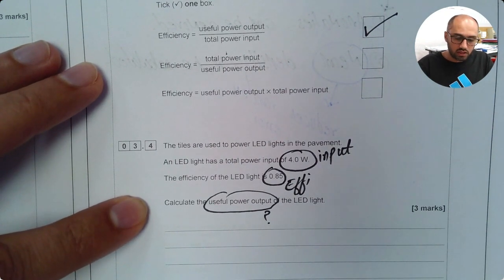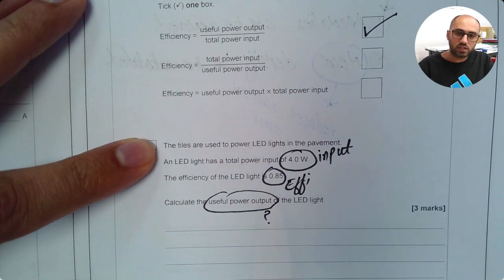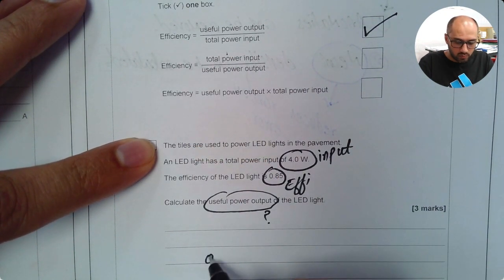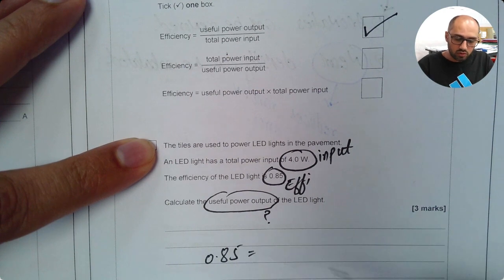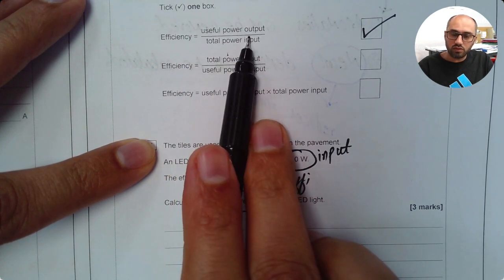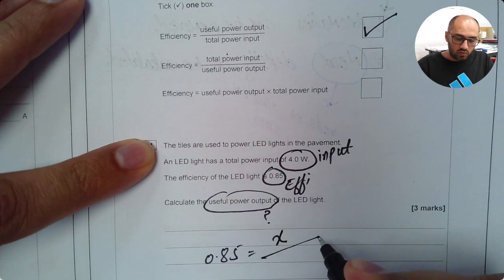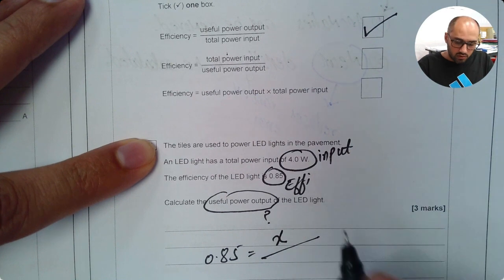I know the equation. This is the equation that I have to use. The value of efficiency is given to me as 0.85. So I can write down 0.85 is equal to useful power output, which is not known. So the numerator value is not known. I can write it down as X over the input power, which is 4.